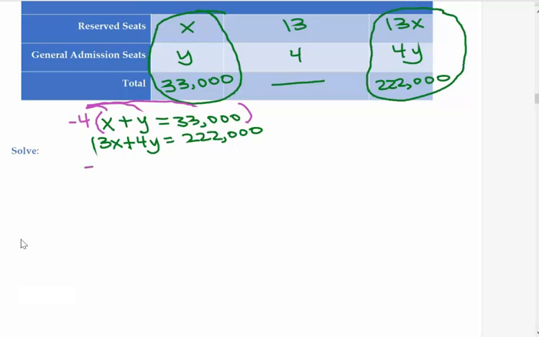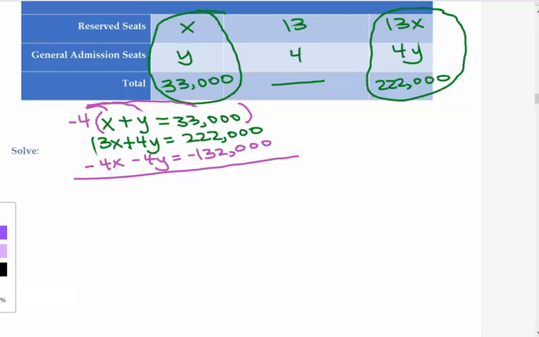All right, when I do that, let's put that down here. So -4x minus 4y. And then what's -4 times 33,000? Anybody have that on your calculator? It's going to be a negative number. 132,000. Yeah, that looks good. -132,000. All right, so my y's eliminated. I made that happen, right? So then what am I left with here?